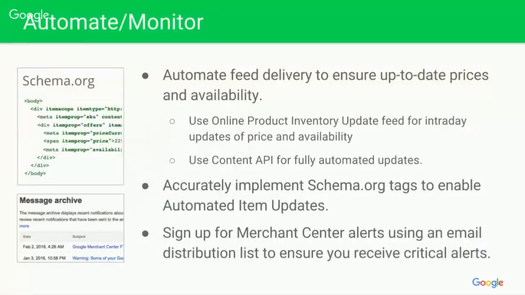And finally, what we see to be very common is that, because of turnover in retail organizations, email alerts for suspension warnings are going to someone that doesn't work at your company anymore. So what we recommend doing is creating a distribution list and having the alerts go to that distribution list.